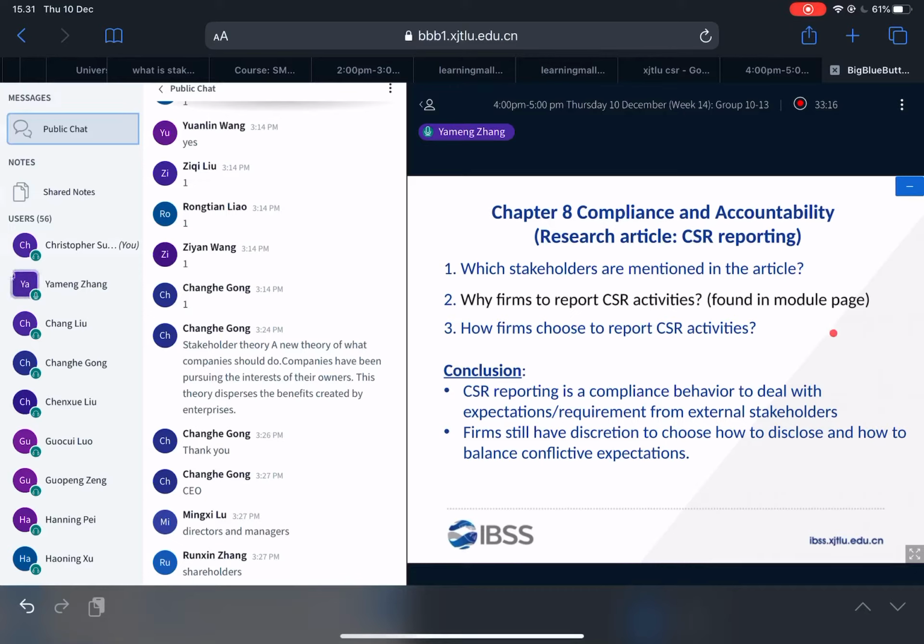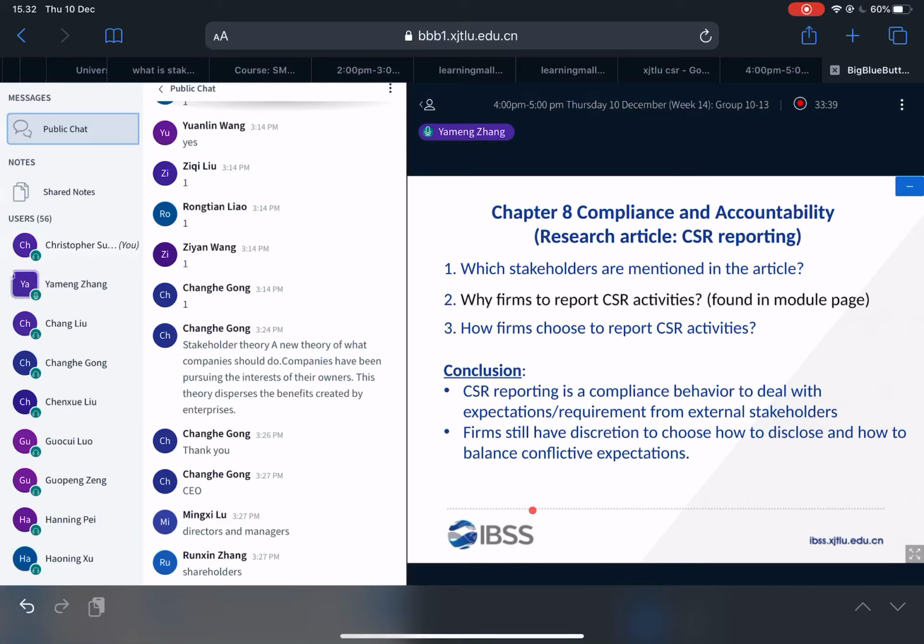Okay, and you can find some answers from each tutorial group on the module page. The general conclusion for this tutorial, first of all, we can say that CSR reporting behavior is a compliance behavior to deal with expectations or requirements from external stakeholders.